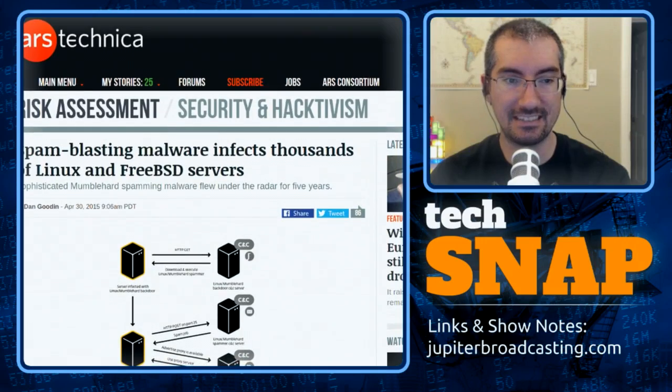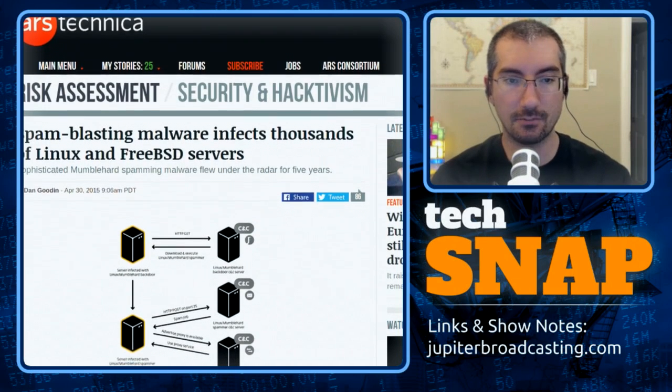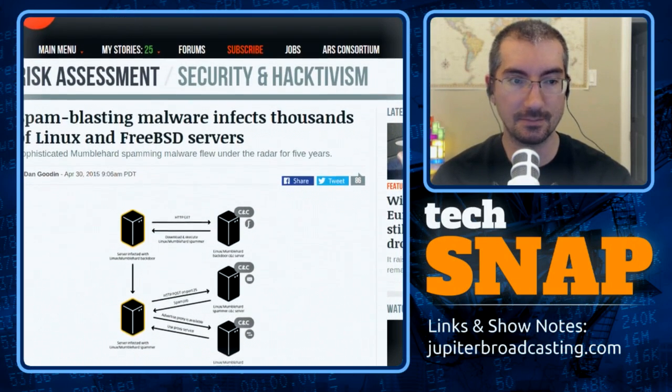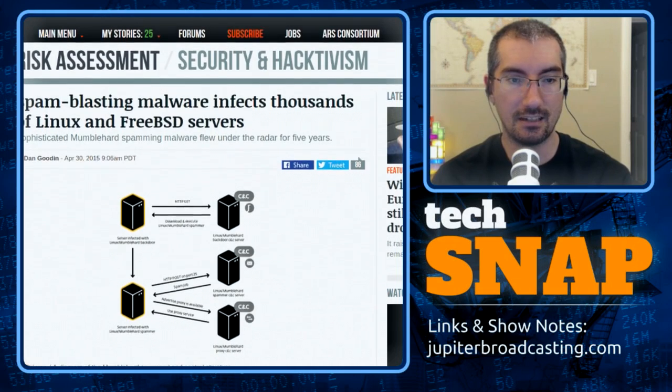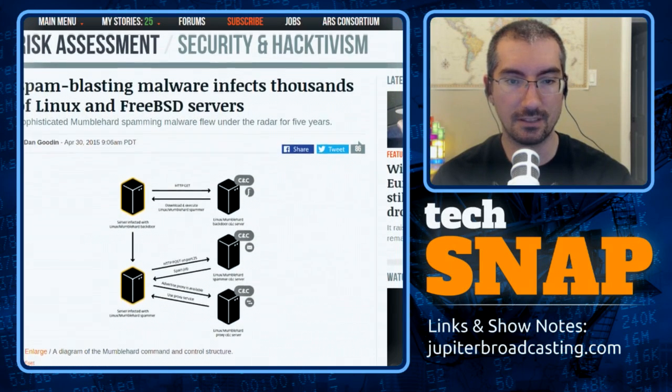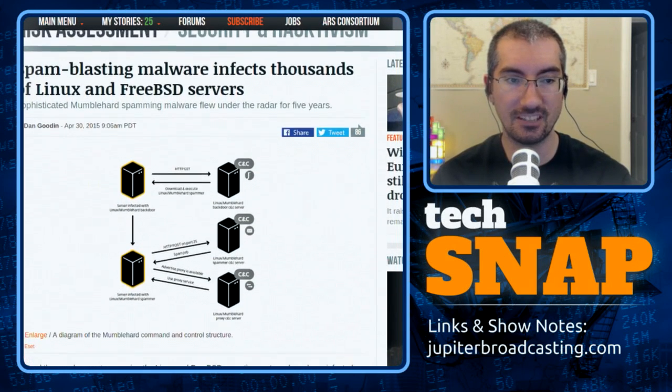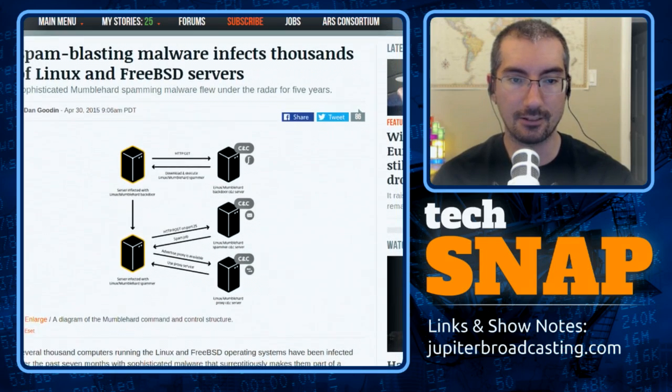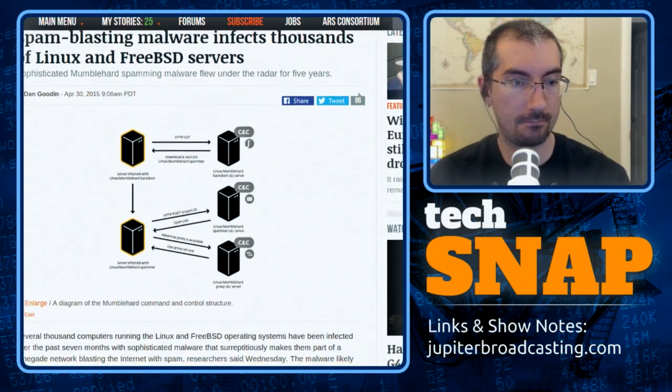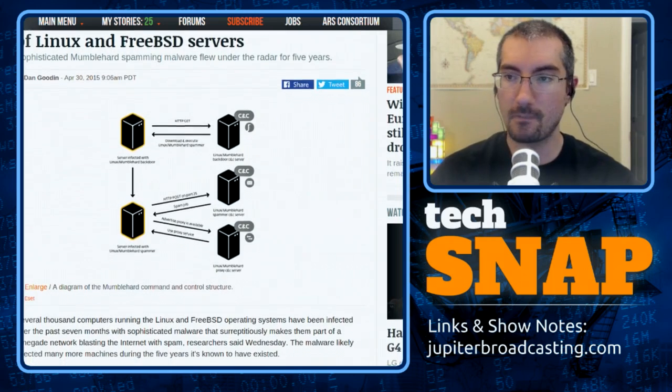So researchers at ESET were looking into it, and they say several thousand computers running Linux and FreeBSD operating systems have been infected over the past 7 months with sophisticated malware that surreptitiously makes them part of a renegade network blasting the internet with spam. Lovely. Sounds like a moneymaker.